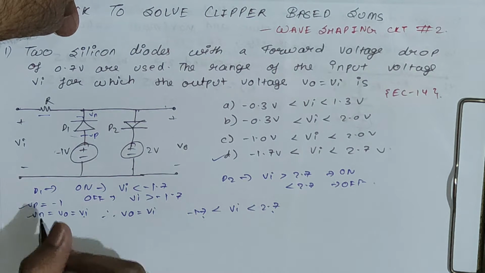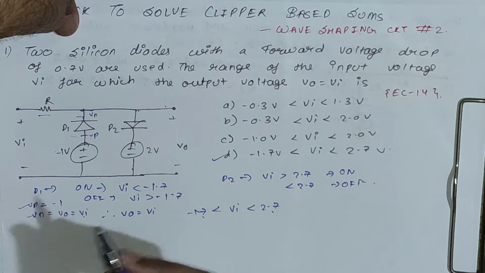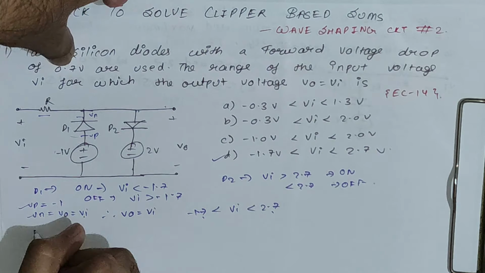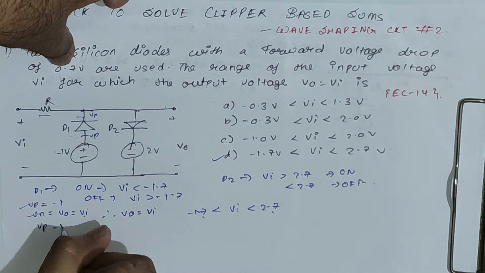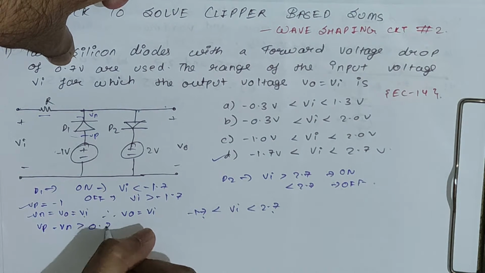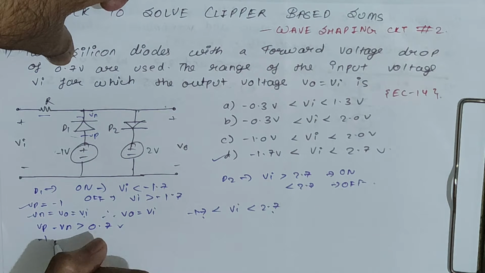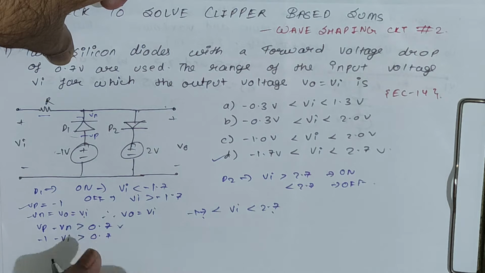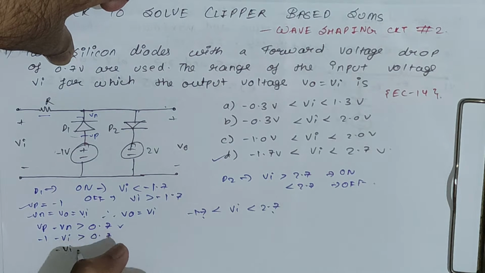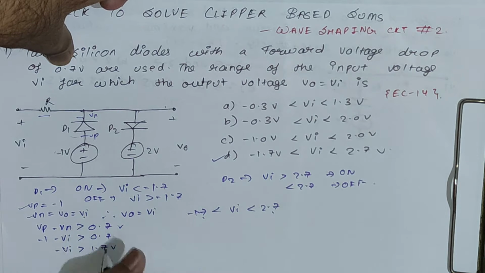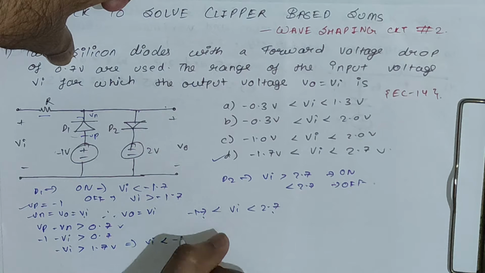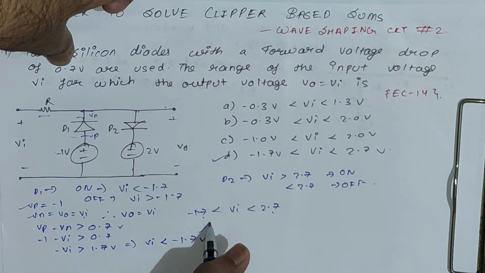So if we check the condition for which this diode will be on or off, for that you have to compare with 0.7 volt, right? So you will write like this: Vp minus Vn should be greater than 0.7. Vp is minus 1, Vn is equals to Vi, greater than equals to 0.7 volt. So we can say minus Vi is greater than equals to 1.7 volt. If we multiply minus sign with this equation we will get Vi less than minus 1.7 volt. So this is what I have written here.